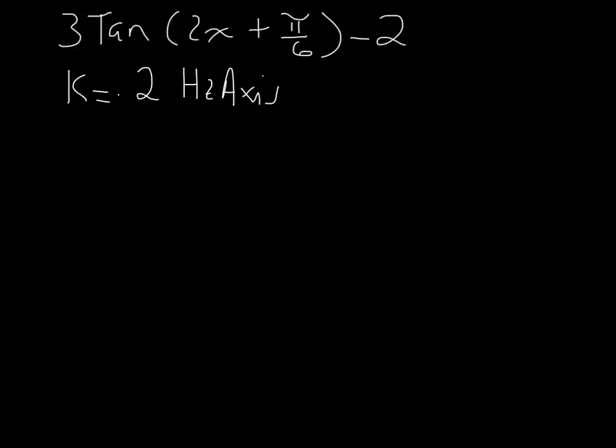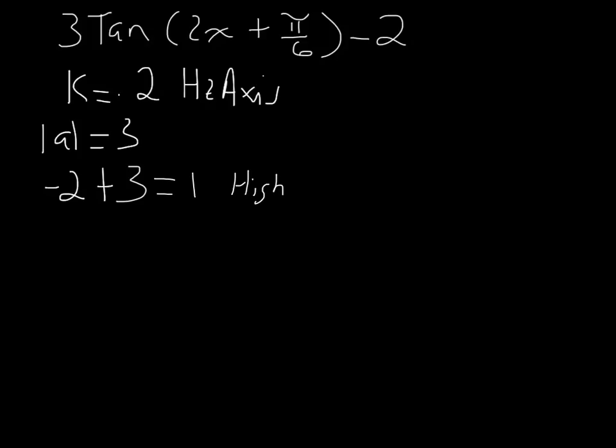Our absolute value of a is equal to 3. Negative 2 plus 3 equals 1. And this is our high point. Now remember, or notice I didn't say max. That's our high point. And negative 2 minus 3, that's equal to negative 5. And this is our low point. Notice I did not say minimum point.